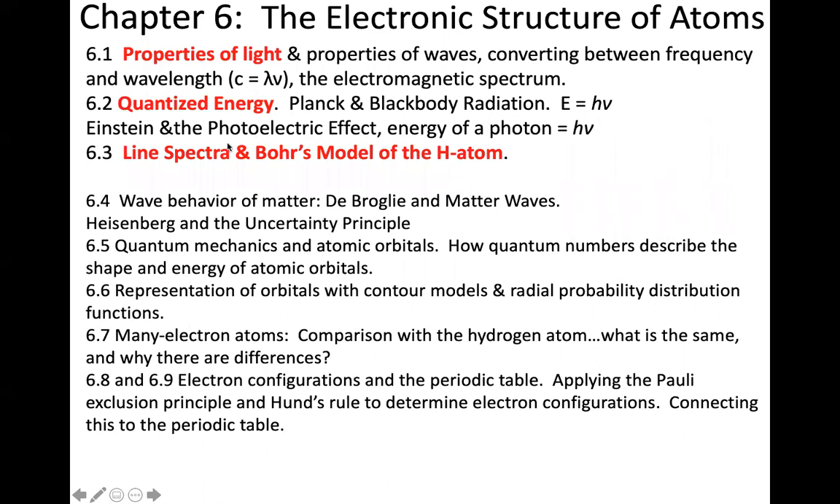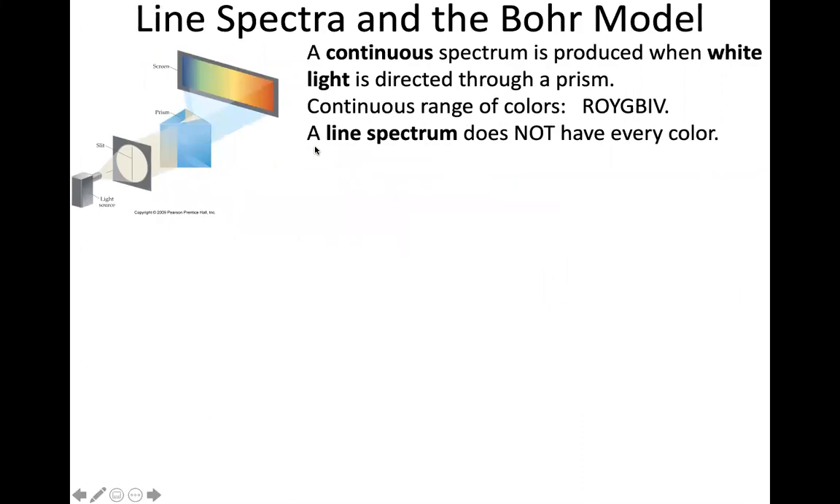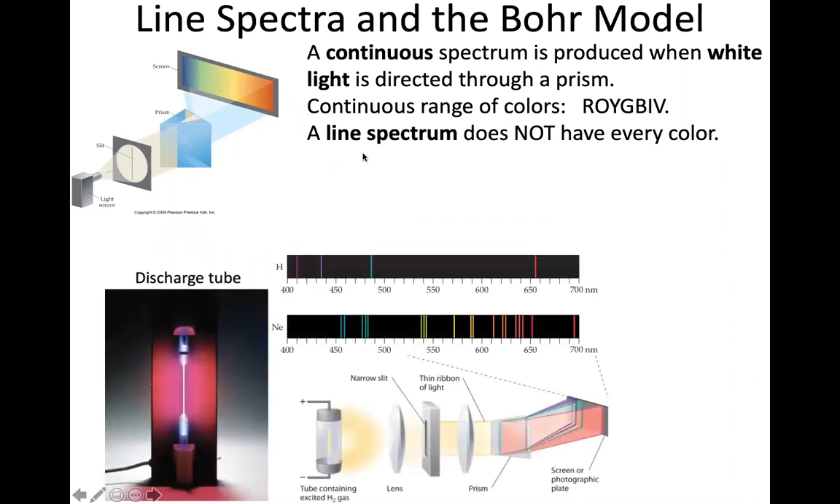Moving on, we're up to 6.3, line spectra and Bohr's model of the hydrogen atom. So we saw last time, if you take white light, that includes photons of all different energies. When it's passed through a prism, you see the full spectrum, ROY G. BIV, all the colors. A line spectrum, though, is something that doesn't have every color. If you were to take something like hydrogen atoms, put them into an electric tube, and send electricity through it, when you have that light go through a prism, it separates it out into its component colors, its component photons. And for something like hydrogen, you don't see every color there. You see some distinct lines.